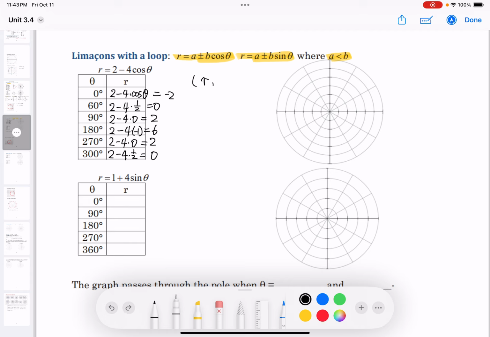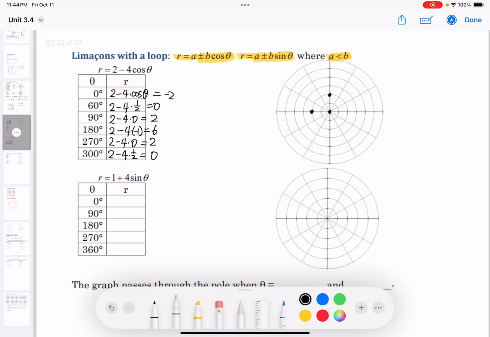Let's find the points. Okay, first the angle is 0, and r is negative 2, so we are going backward. The point is here. Second point is 60 degrees, and r is 0, so I just have the point at the origin. Next point is 90 degrees, and r is 2. So at 90 degrees here, r is 2. That is the point here.